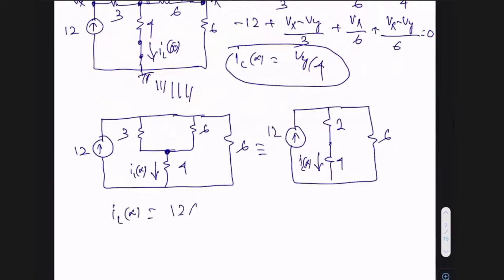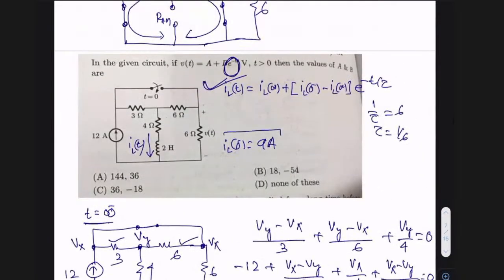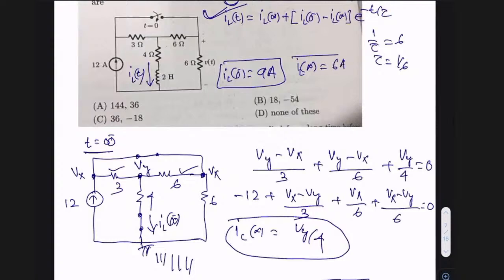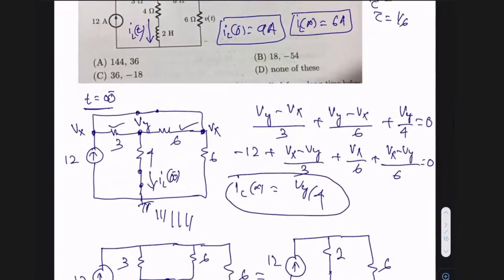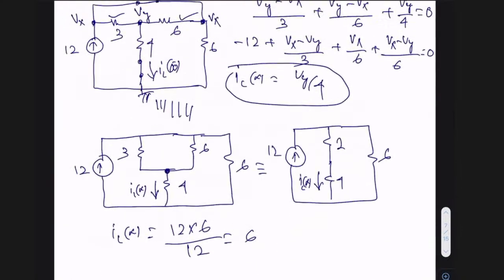Net current 12 into opposite resistance, which is 6 divided by 6 plus 6, which is basically 12. So it is basically 6. So IL 0 minus, we got 9, and we got IL of infinite, which is 6. Time constant also, if you want to see how the time constant 1 by 6 is happening, if you want, I can show you.